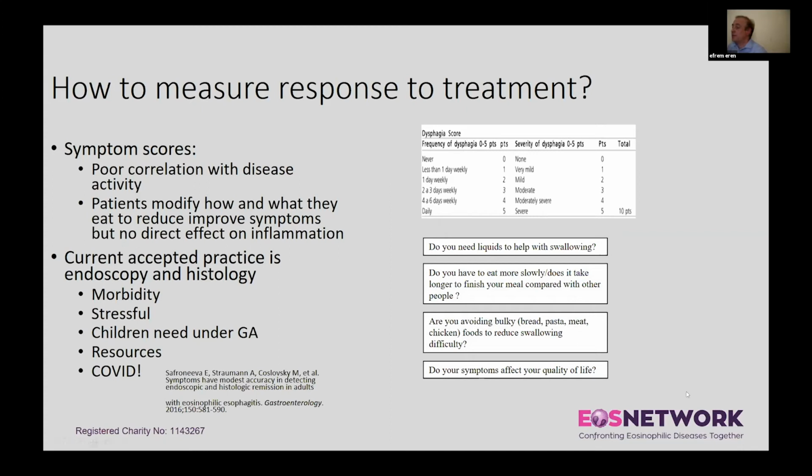And do your symptoms affect quality of life? I've heard a few patients who've said no dysphagia, but then they say, yes, it does affect quality of life. And then you ask why and engage with them, and other things will come out. So maybe they're worried they can't go out and eat in a restaurant because they have less control over what they're eating. And they're worried about getting an attack in a restaurant and being embarrassed by having to go to the toilet and choking, etc.